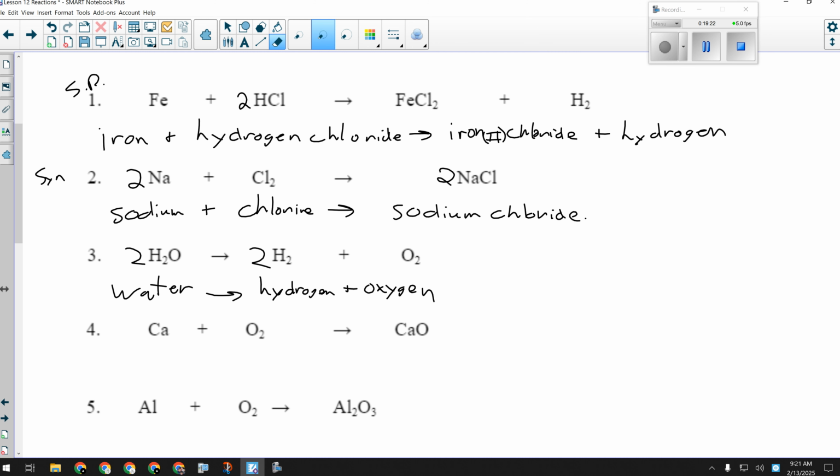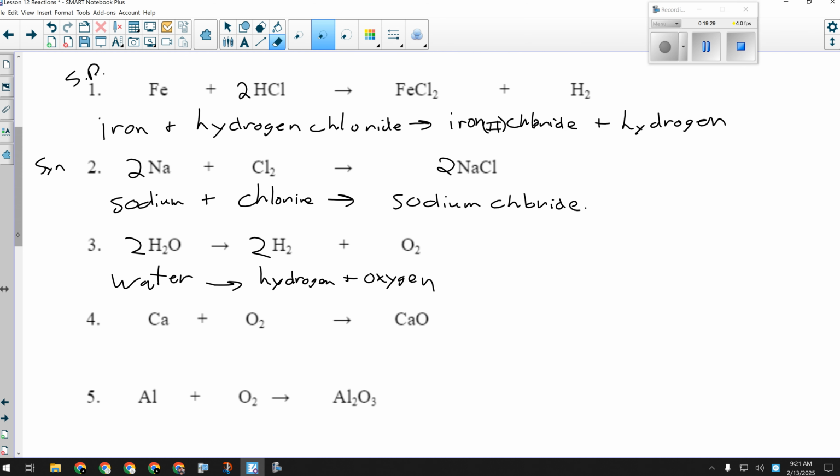Can we go over number 4? All right, on number 4, we have calcium plus oxygen makes calcium oxide. Okay, no Roman numerals required there. Calcium only has one possible charge. What kind of reaction is that? Synthesis reaction. Yeah. Oh, sorry, I forgot to ask, what kind was number 3? Decom. Yeah.